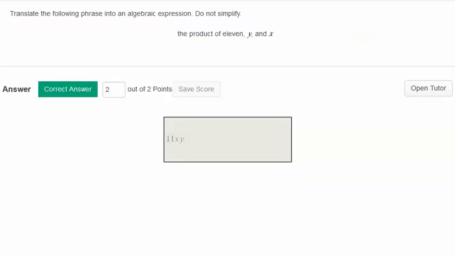Another example, read and see what you come up with. The product of 11, y, and x. Well, the key word here is product. That indicates multiplication. Now, if they had put the word sum there, that would be something different. So what would you get for this one? Well, this answer's here, 11xy. Now, if it were the sum, it would be 11 plus x plus y. Again, we're giving you background of kinds of things you would expect on your final exam.